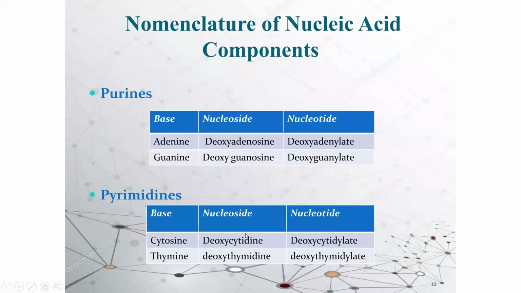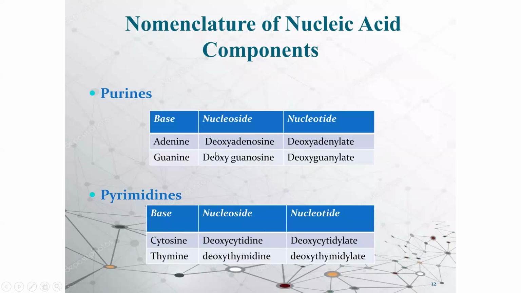Next is the nomenclature of nucleic acid components. For the purines, the bases adenine and guanine, the nucleosides are deoxyadenosine and deoxyguanosine, whereas the nucleotides are deoxyadenylate and deoxyguanylate. For the pyrimidines, the cytosine base gives deoxycytidine and deoxythymidine. This is the nomenclature.